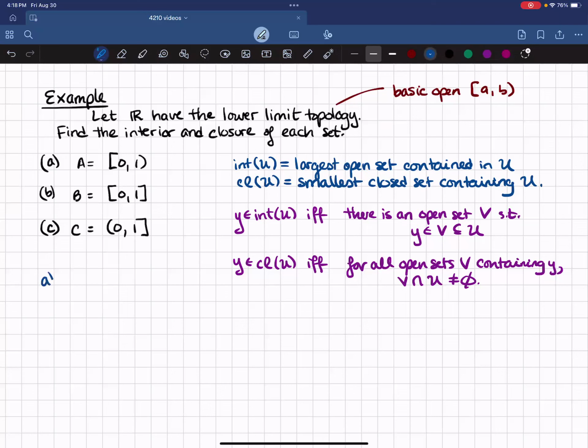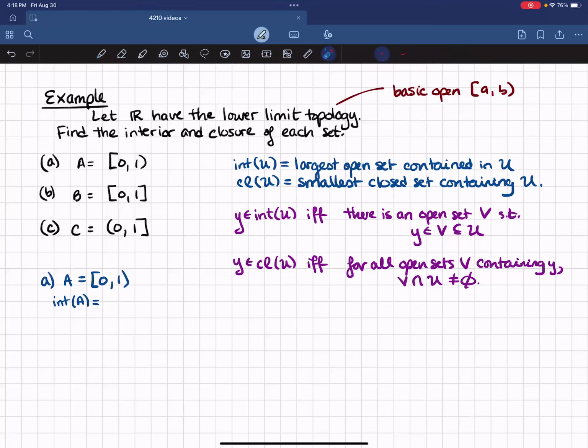So we have part A. I'm looking at the set capital A, which is the interval from 0 to 1, including 0, but not including 1. Let's first think about the interior. So first I might think, what is the largest open set contained in A? What is the largest open set contained in A?